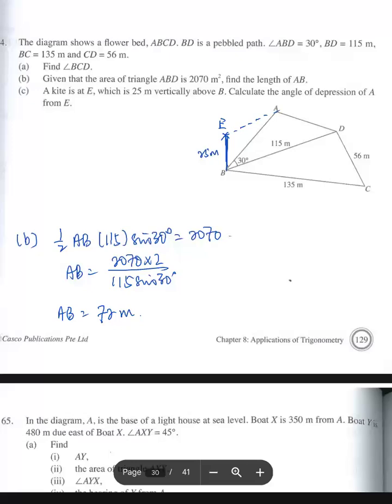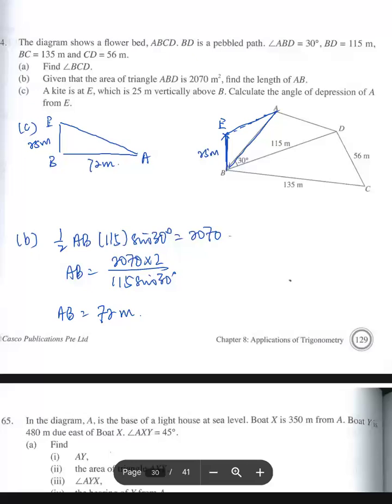So in this case, I will draw the new triangle here. So the triangle is here, is EAB. So EAB. Okay, and this is 25. AB is, we have found AB, that is 72 meters. Okay, find the angle of depression of A from E.